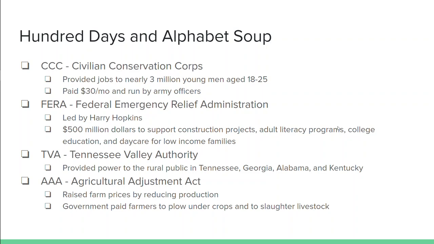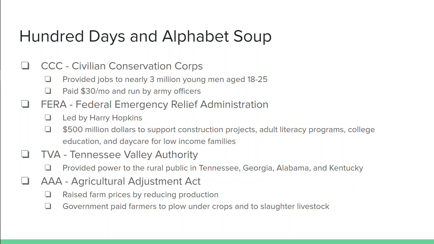Next, we have FERA, the Federal Emergency Relief Administration, and it was led by Harry L. Hopkins, who's going to end up becoming the second most powerful person in FDR's administration. When the FERA was created in May of 1933, Harry Hopkins spends $5 million on projects in his first 2 hours on the job. That's right, he spent $5 million in the first 2 hours of his employment.